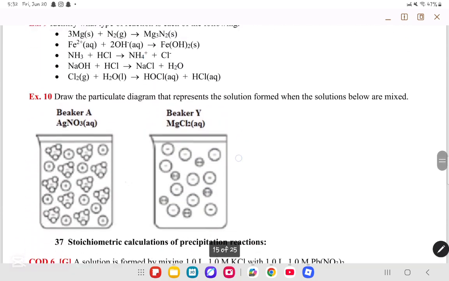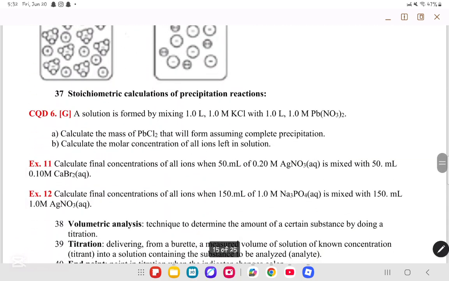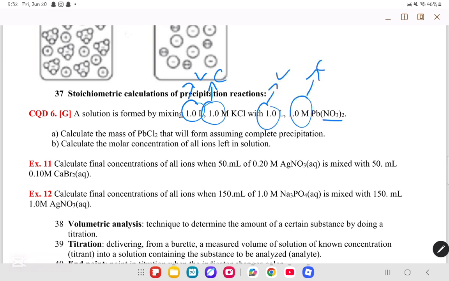Let's move on to the next CQD, which is CQD number 6, grid. Very important if it's grid. They told us a solution is formed by mixing 1 liter, 1 molarity KCl, so you have the volume and the concentration, with 1 liter volume and concentration of Pb(NO3)2. They told us to calculate the mass of PbCl2 that will form assuming complete precipitation. So they need to find what? The mass of PbCl2 that will form assuming complete precipitation.